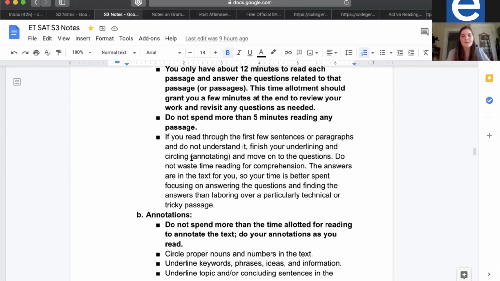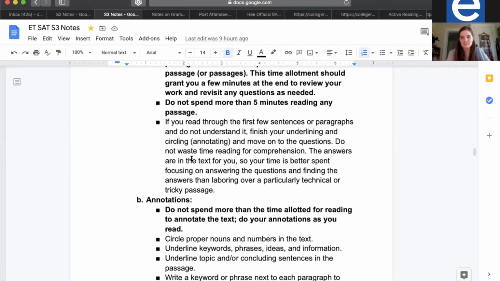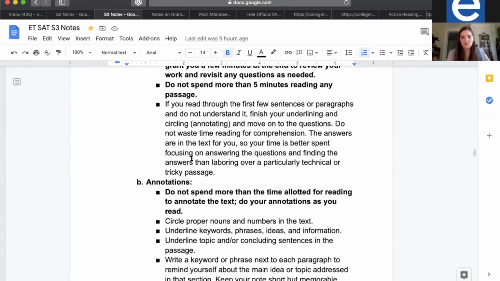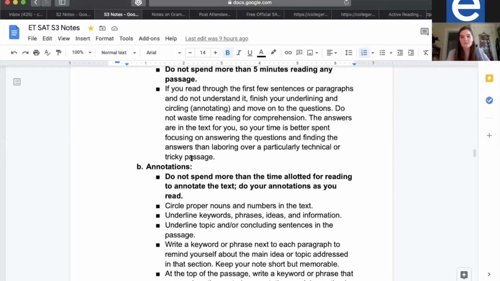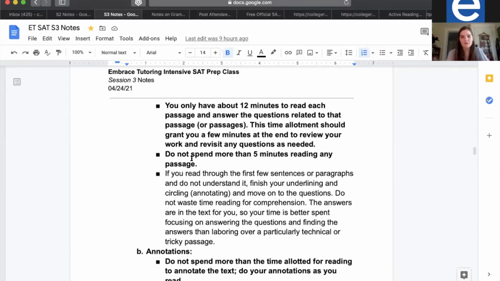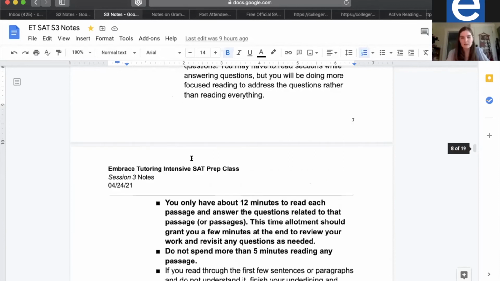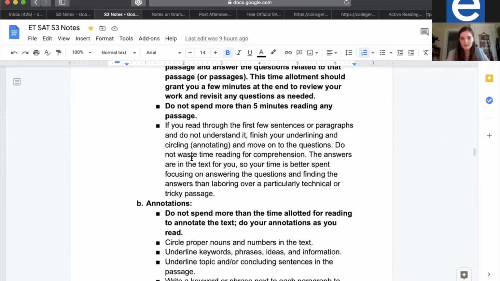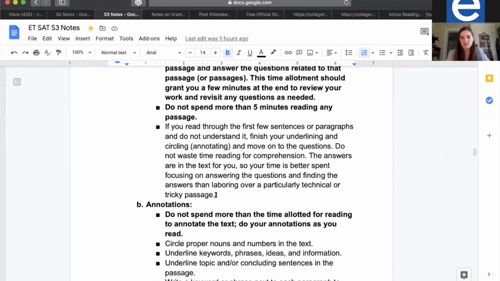Do not spend more than 5 minutes reading any passage. If you find yourself reading through the first few sentences or paragraphs and do not understand it, finish your strategy for underlining, which I'm going to get to in the annotation section just below, and move on to the questions. Do not waste time reading for comprehension if you're not understanding it. The answers are in the text for you, so your time is better spent focusing on answering the questions and finding the answers based on the material where they're directing you, than laboring over a particularly technical or tricky passage.